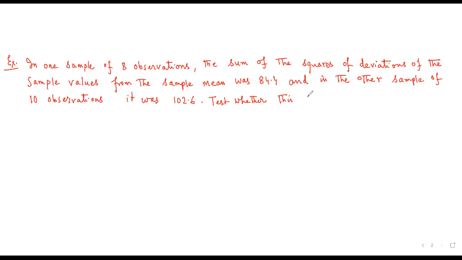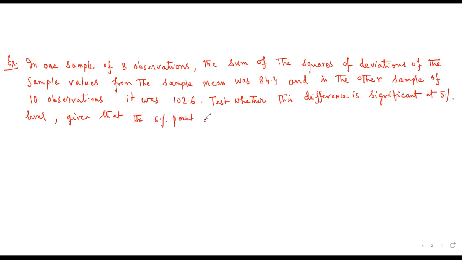Test whether this difference is significant at 5% level, given that the 5% point of F for 7, 9 degrees of freedom is 3.29. So how to solve this particular problem?